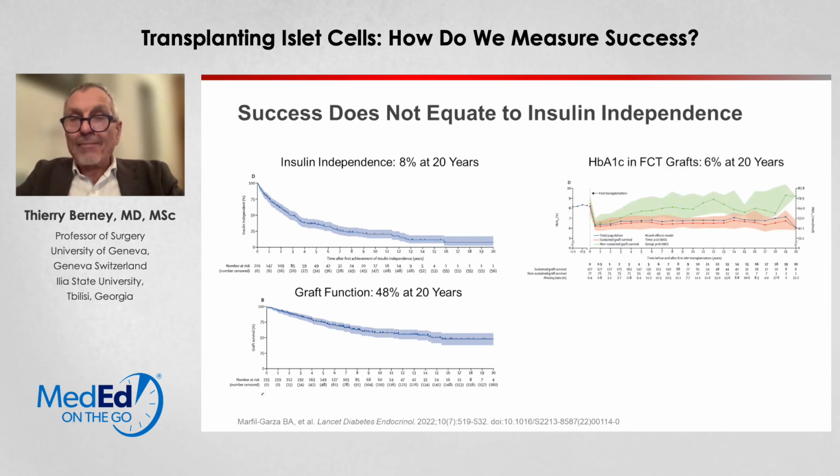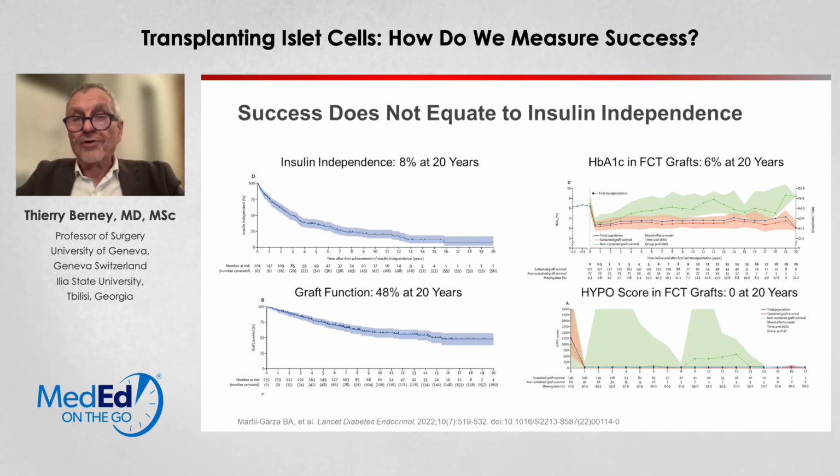In terms of metabolic outcomes, you can see on the right-hand side upper panel, HbA1c in functioning grafts is 6% at 20 years. It means that it is normal. Half of the patients have a normal blood sugar control at 20 years.